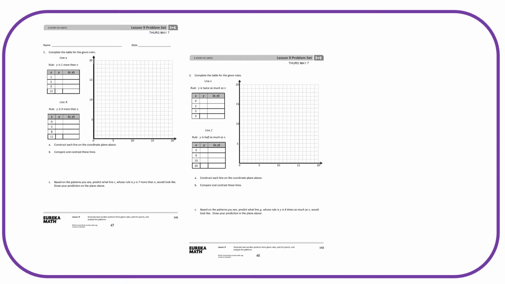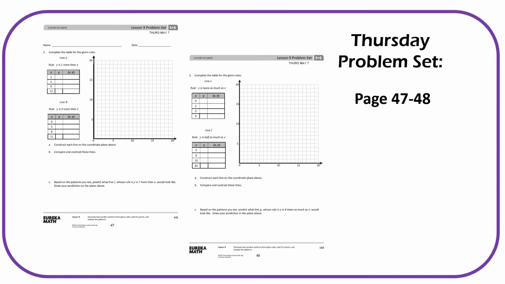All right, let's begin with the problem set. Thursday's problem set is on pages 47 to 48. I'm going to go over all of the questions, and as we're going over it, I would like you to take notes because these problem set questions will help you later on when you're doing your independent practice, your homework.